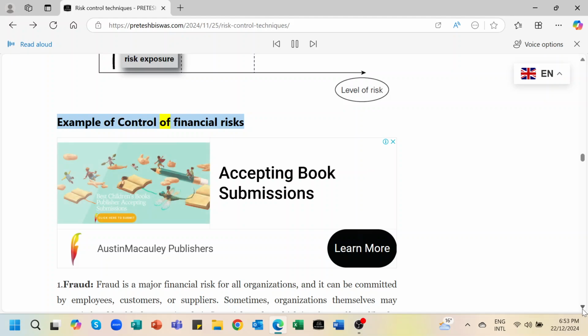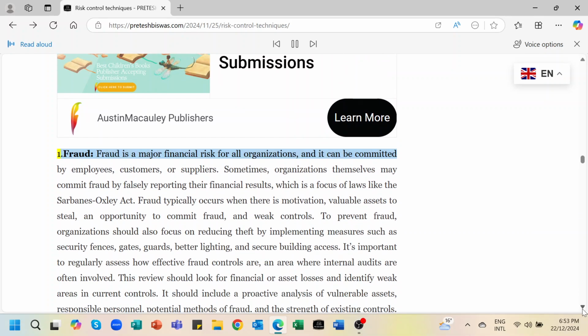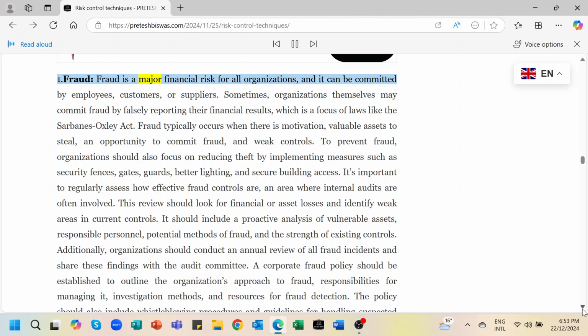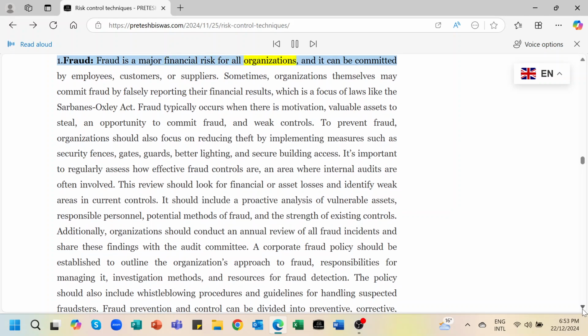Example of control of financial risks. 1. Fraud. Fraud is a major financial risk for all organizations, and it can be committed by employees, customers, or suppliers.